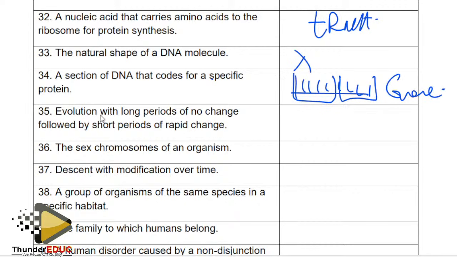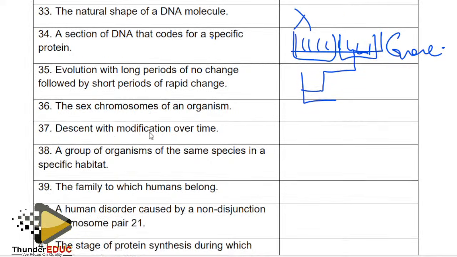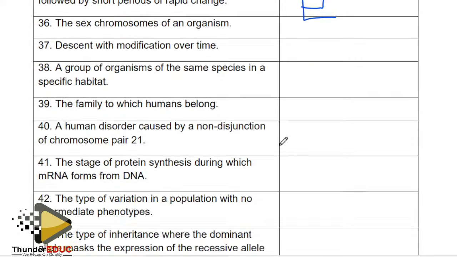And then evolution with a long period of no change followed by short periods of rapid change. Don't forget that. Remember, it is long periods of no change, rapid periods of change. So the sex chromosomes of organisms, how do you call that? Gonosomes. The descent with modification, how do we call descent with modification?